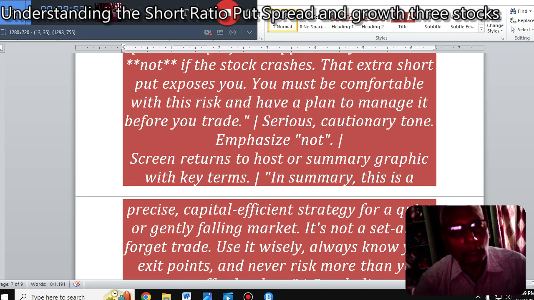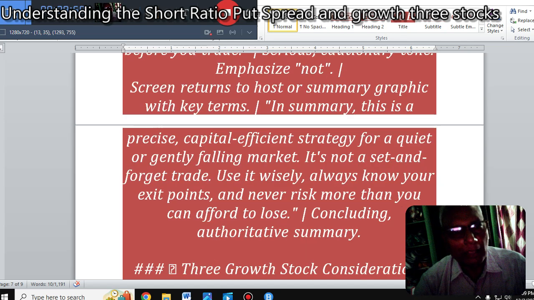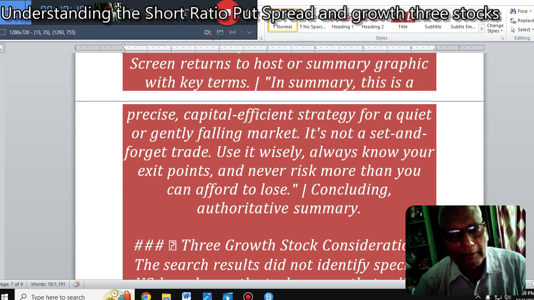Screen returns to host or summary graphic. Write key terms in summary. This is a capital efficient strategy for a quiet or gently falling market. It is not a set and forget trade. Use it wisely. Always know your exit points and never risk more than you can afford to lose. Concluding authority summary.